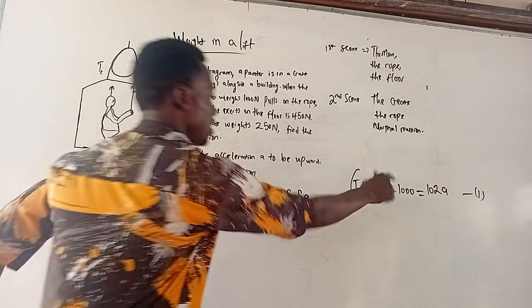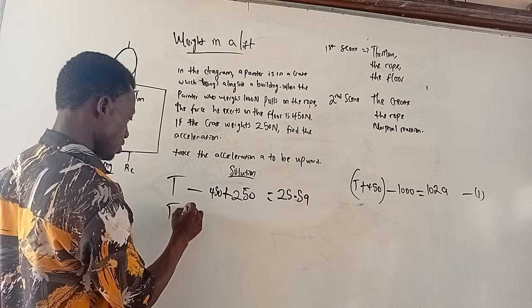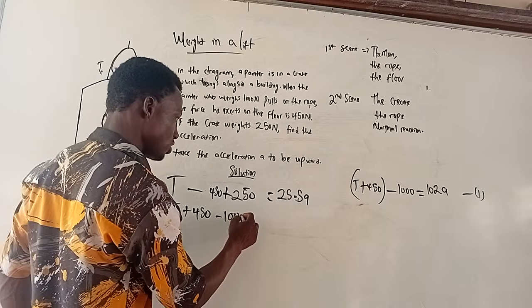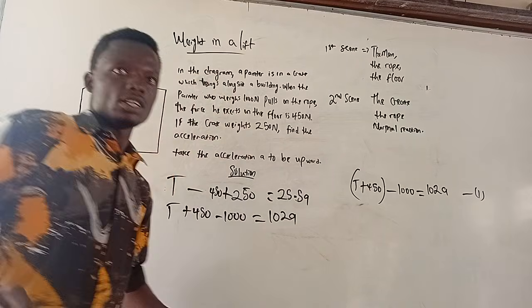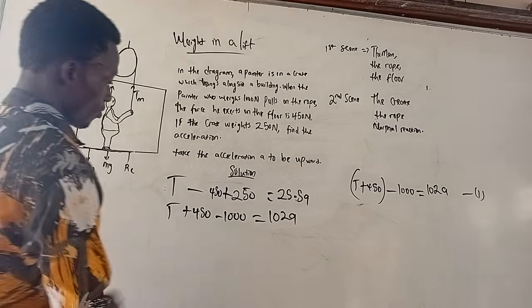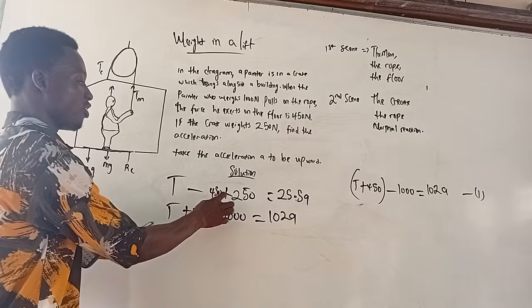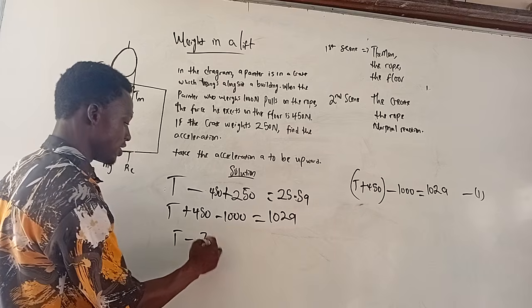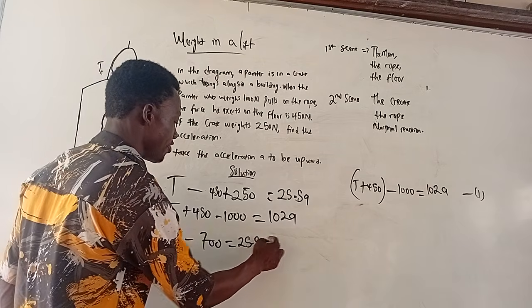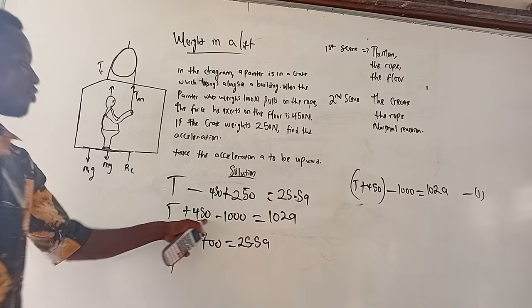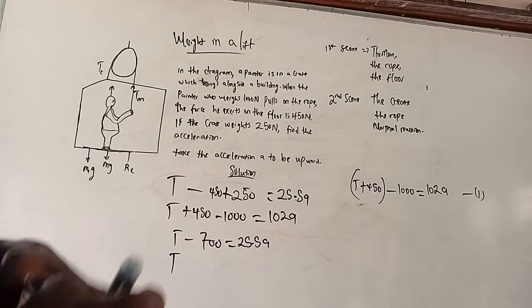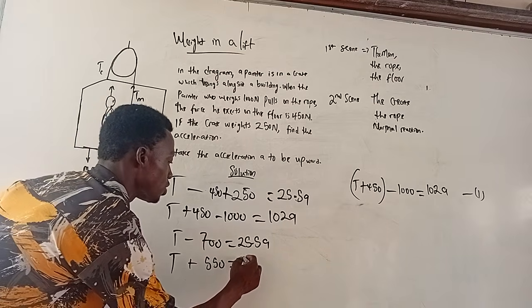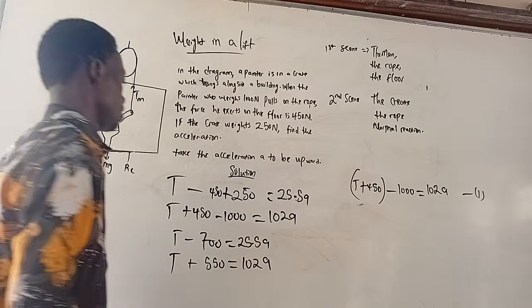Let's write everything together. Equation 1 is T plus 450 minus 1000 equals 1028. Is that clear? Now equation 2: T minus 450 plus 250, that's 700. So equation 2 becomes T minus 700 equals 25.5. Equation 1 becomes T plus 450 minus 1000, that's 550. So equation 1 becomes T plus 550 equals 128.